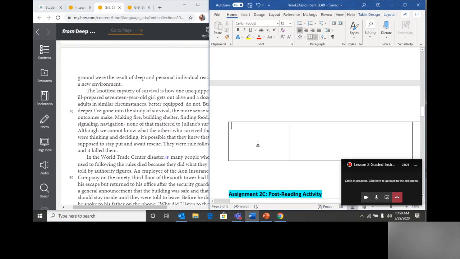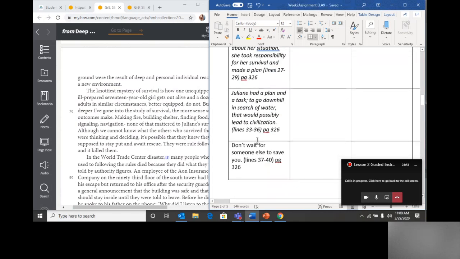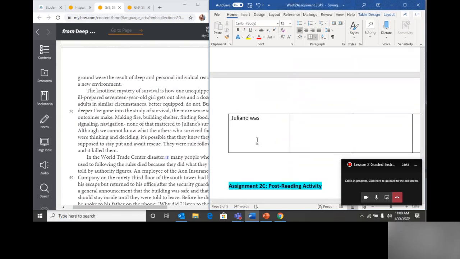So maybe that's something we add. Sometimes we don't always want to follow the rules, because it can lead to our death, right? So I'm going to put Julianne. How do we spell this person's name? Julianne was not a rule follower. And because of that, she survived.